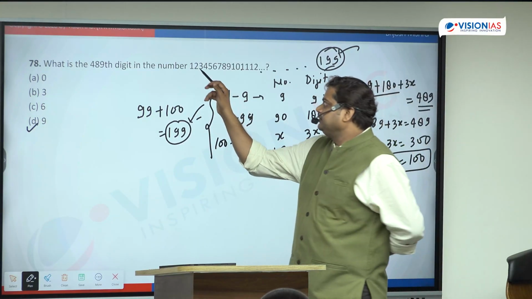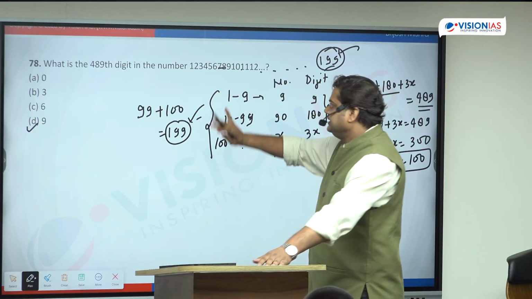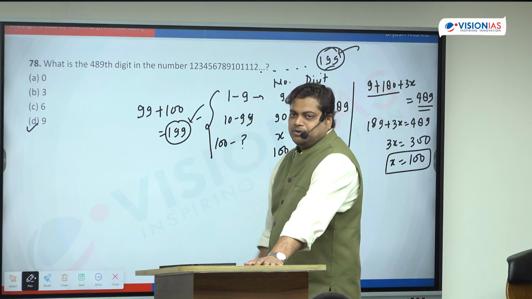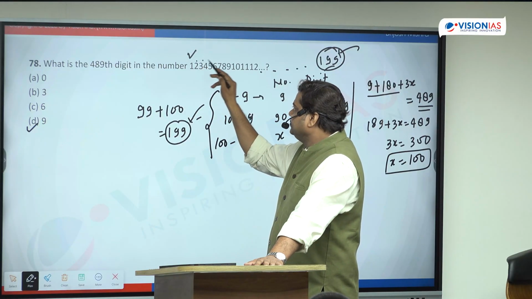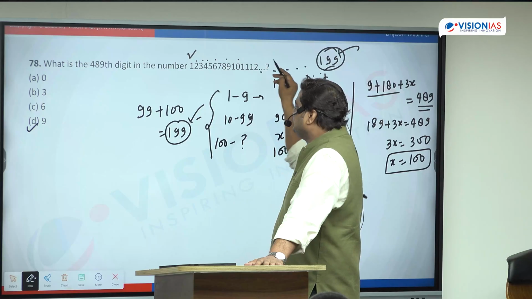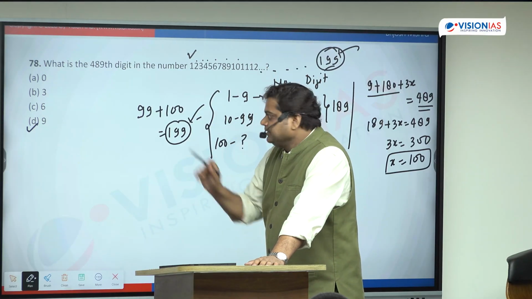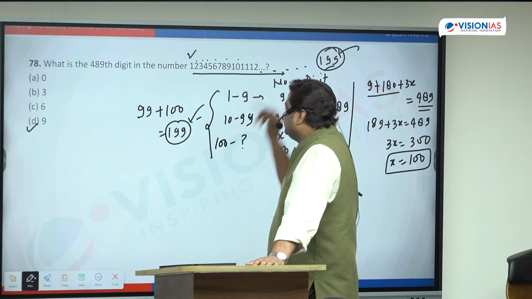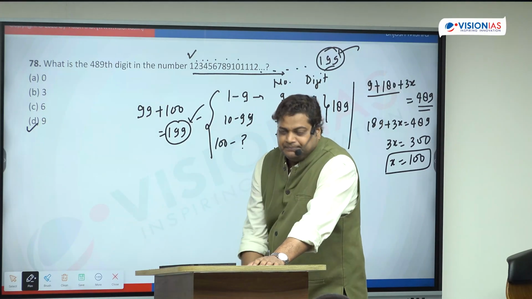Here, numbers are written this way: 1, 2, 3, 4. Just assume these are the number of pages. First number, second, 2, 3, 4 this way, then 10, 11, 12, 13. It is a series of numbers, all the numbers in the pages. So we are writing this way, and they are asking what is the 489th digit.